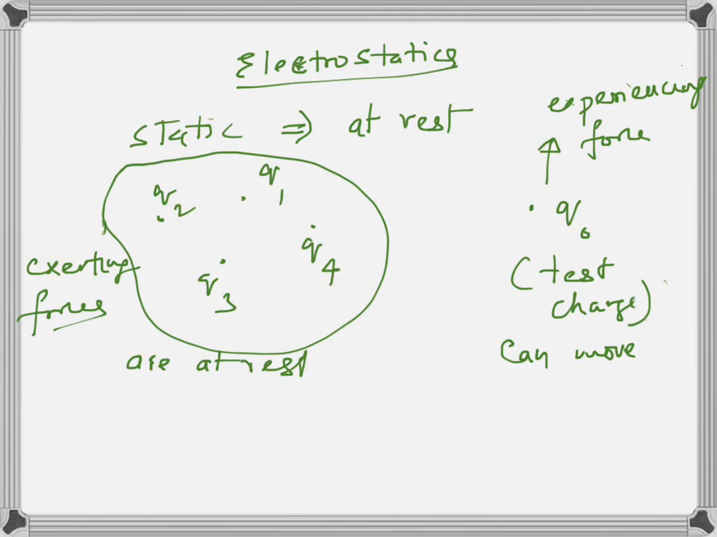So let's investigate why there are two types of charges. In fact, why there are two types of charges, why one positive, one negative. How did people come to this conclusion that there are two types of charges? That is as per what is called the Thales experiment.